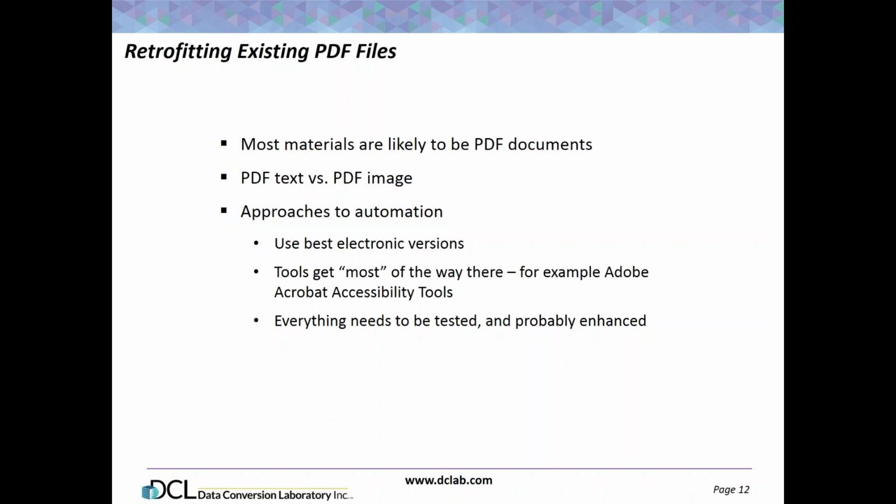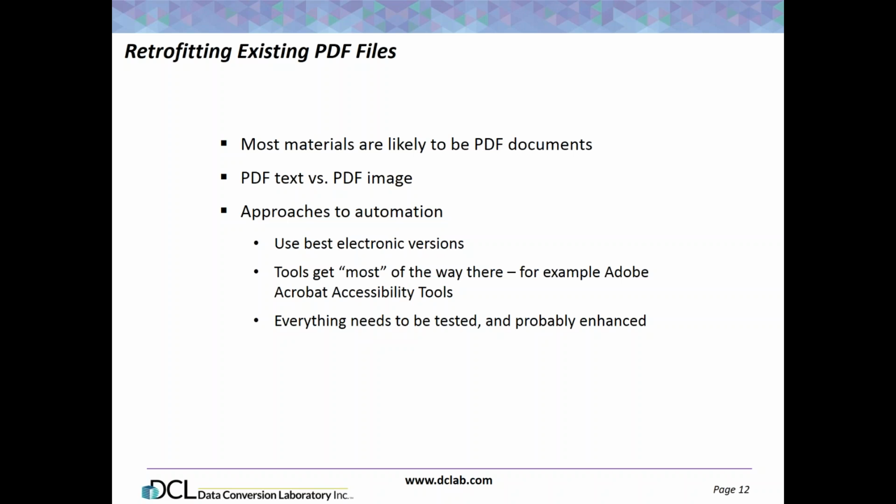There are some general approaches to how you automate the process of retrofitting PDF files. One is to use the best electronic version that you have. If you have both images and text, you definitely want to use the text PDF files. If you have better files, like Word files or XML files, or electronic files that have more information in them, you would probably want to use those. But this is assuming that what you've got is the PDF document.